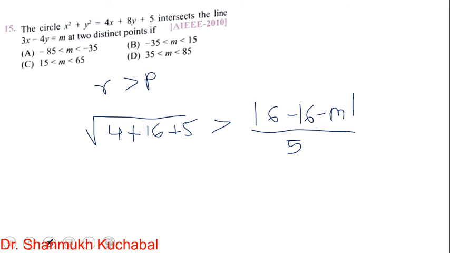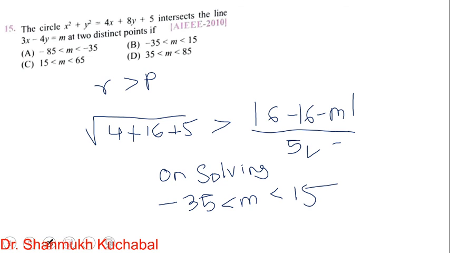Here we have taken the radius on the left side, and here the distance from the point p. On solving, we have to do squaring and simplifying. Here 16 plus 4 is 20, 20 plus 5 is 25, root of 25 is 5. So we transpose the 5 which is there. Simplifying, we get the m value as minus 35 less than m less than plus 15. So option B is the right answer. Like this we have to solve it.